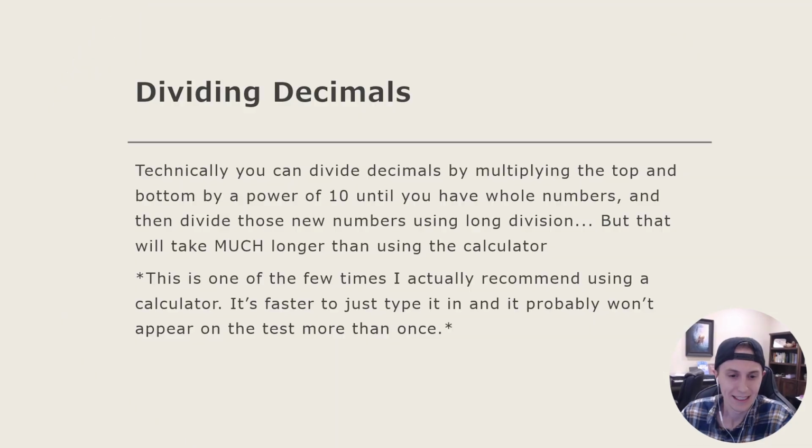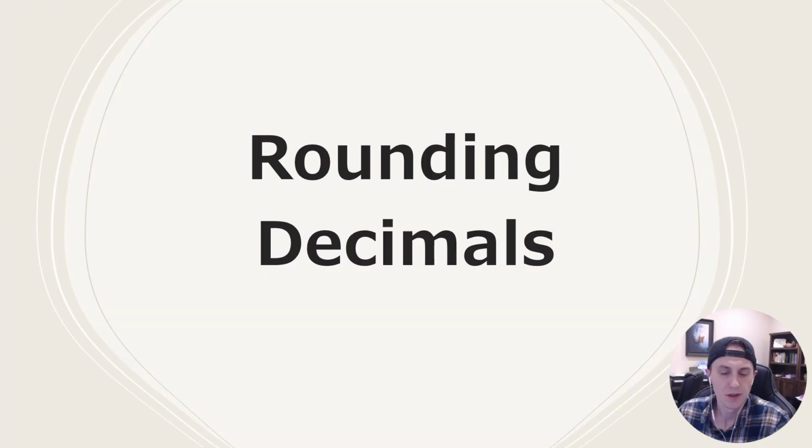Next, we're dividing decimals. Technically, you can divide decimals by multiplying the top and bottom number by power of 10 until you have whole numbers, and then divide those new numbers using long division, but that will take so much longer than just using a calculator. So I put little stars on this slide here. This is one of the few times I actually recommend using a calculator. It's just faster to type it in, and it probably won't appear on your test more than once. So if you have a question where it's asking you to divide decimals, just plug it in.